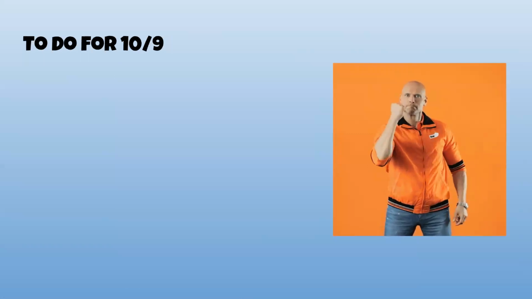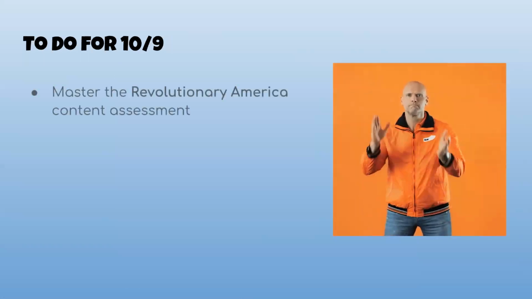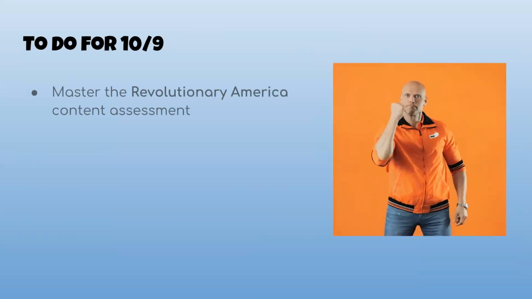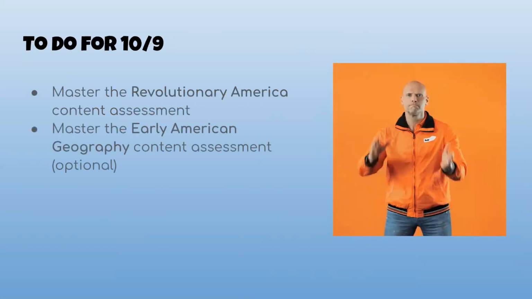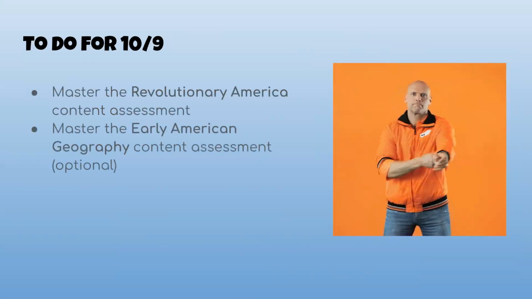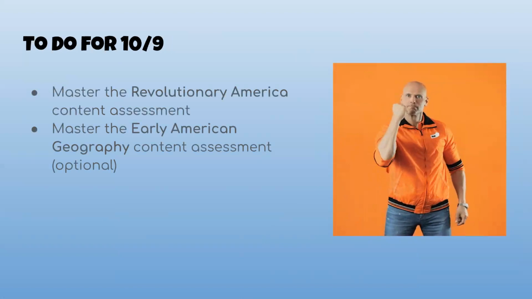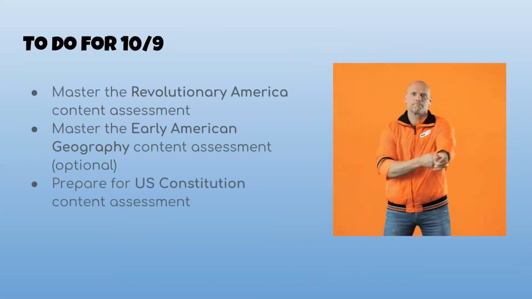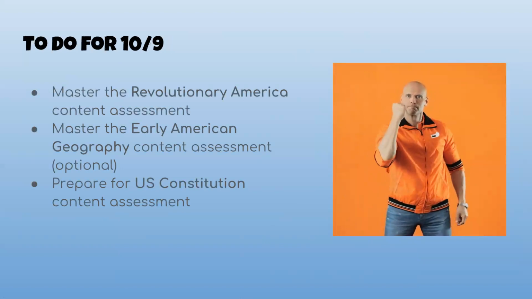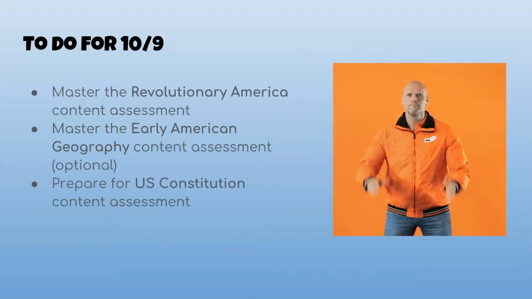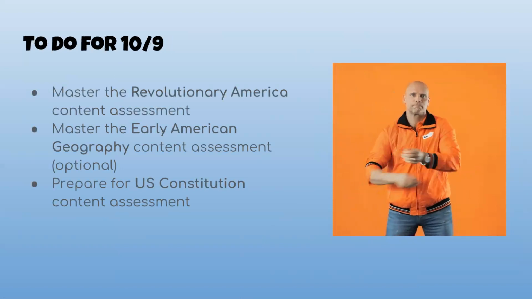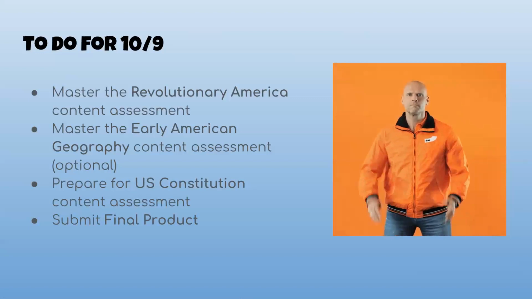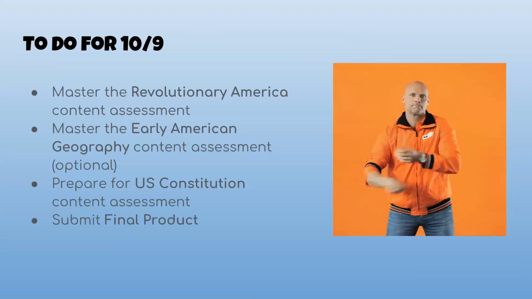So to do for Tuesday, October 9th, you should have already mastered the Revolutionary America content assessment. If you have not, make sure you get on that pretty soon. You could master the Early American Geography content assessment. Again, this one is optional because it's extra credit. You should be starting to prepare for the U.S. Constitution content assessment, so going in, taking the diagnostic, looking through the playlist of resources and starting to take your notes. And then you also want to make sure you're submitting your final product for the Mythbusters project, because that is past due after October 2nd.